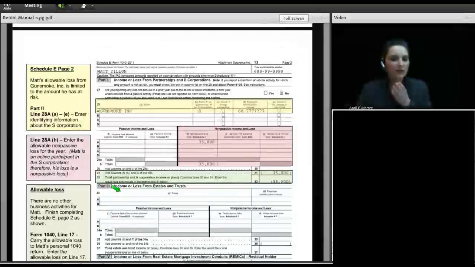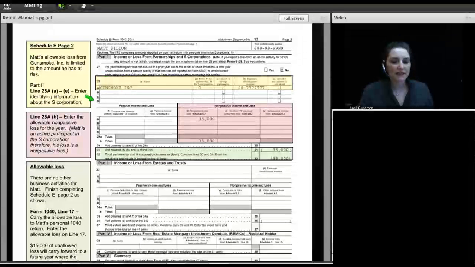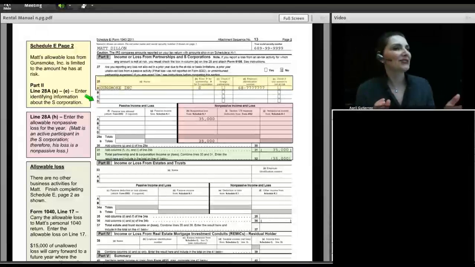Okay, now the second part of Matt Dillon's return is to complete page 2 of Schedule E, because this is a rental or a Schedule E class, isn't it? So we had to do something to make things happen on page 2 of Schedule E, and here it's happening. So we have the business activity, and this is an activity in which he is an active participant. That means he is not passive. IRS does not say you're active or passive. They say you're passive or non-passive. So non-passive is the same as active.